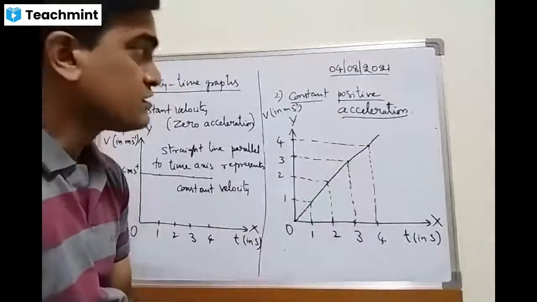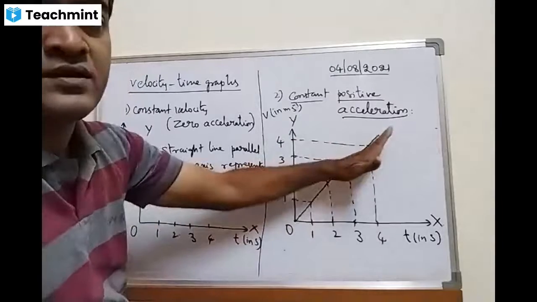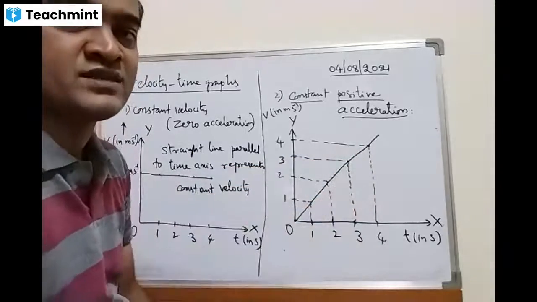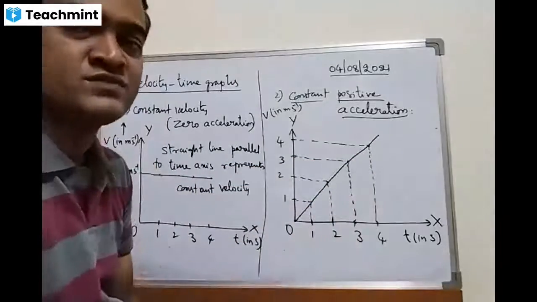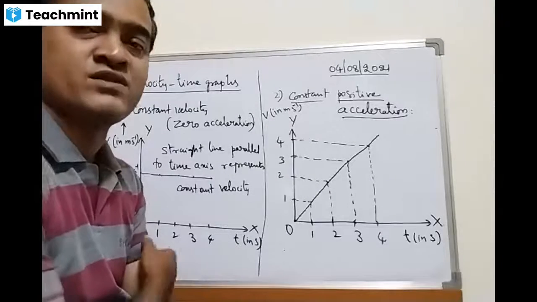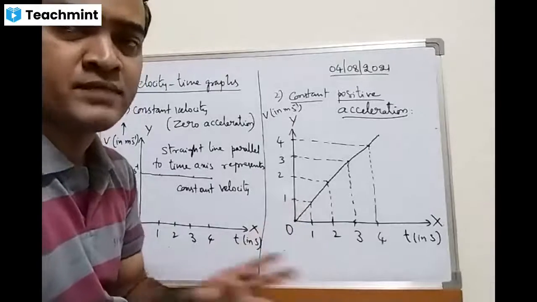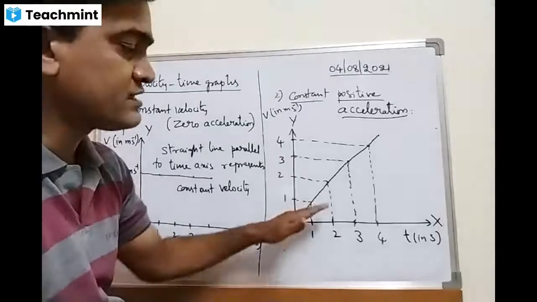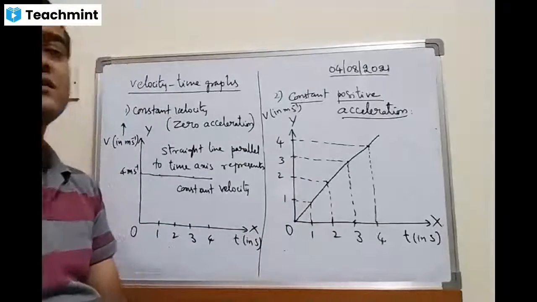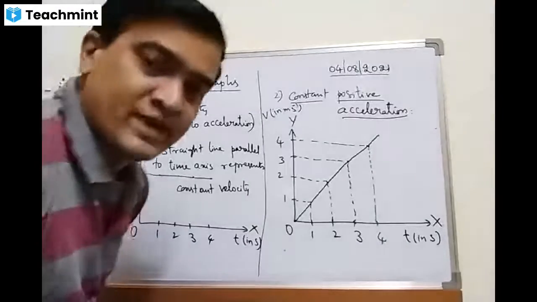Remember, for constant positive acceleration, you will get an inclined line making some angle theta with the x-axis. Generally, we'll take angles with the x-axis. Of course, we do take angles with the y-axis as well, I'll show you that also. But if I do not mention any angle, by default you have to take the angle with respect to the x-axis.